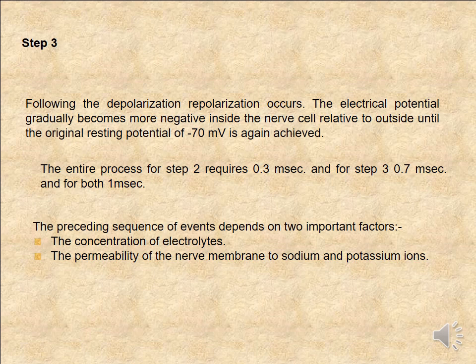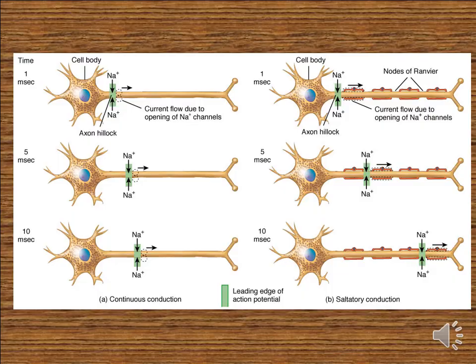The preceding sequence of events depends on two important factors: the concentration of the electrolytes and the permeability of the nerve membrane to sodium and potassium ions. This figure shows the change in sodium through the sodium channel, entering from outside to inside and from inside to outside, going from negatively charged to positively charged when sodium enters the cell, and the formation of the impulse.